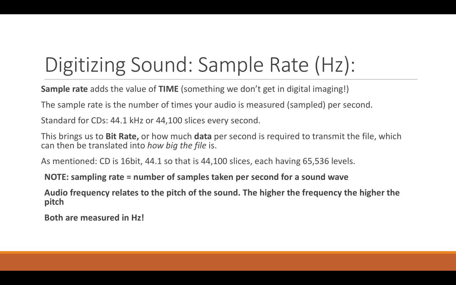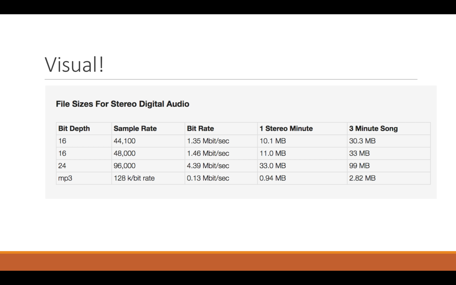All right, now these are both measured in hertz, so it gets a little bit confusing. So remember, your sample rate is the number of samples taken per second. The higher that is, the higher quality sound you will be recording, and the larger the sound will be on disk. And audio frequency is also measured in hertz, and it relates to the pitch of the sound. The higher the frequency, the higher the pitch. The lower the frequency, the lower the pitch. Both of those are measured in hertz, so that's important.